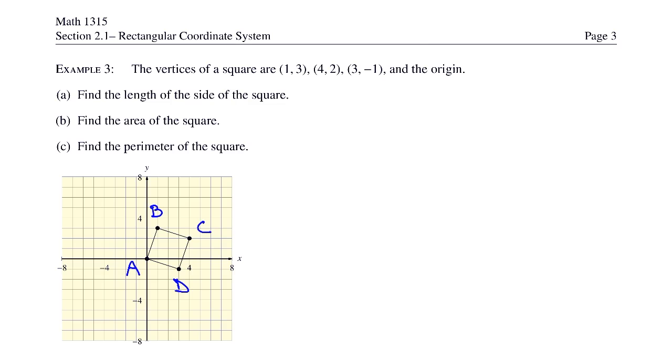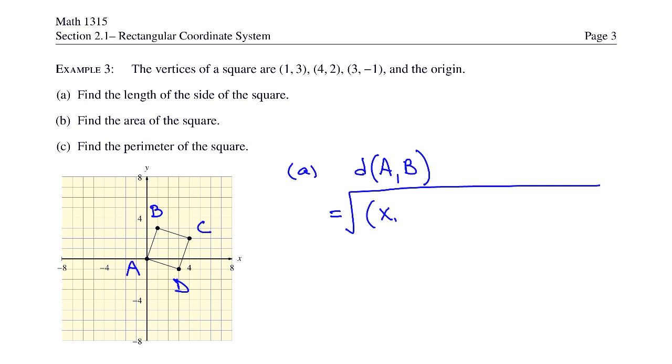The easiest way to find the length of the side of the square is to find the distance from point A to B. Notice the notation that's used whenever you want to specify which two points you're finding the distance between. It's d, and then in parentheses, one point, comma, the other point. This is equal to the square root of (x1 minus x2) squared plus (y1 minus y2) squared.